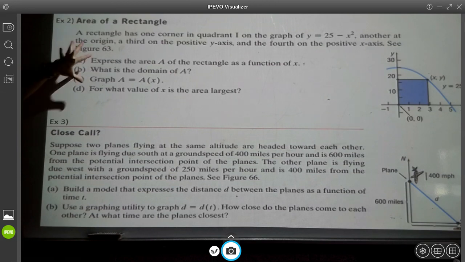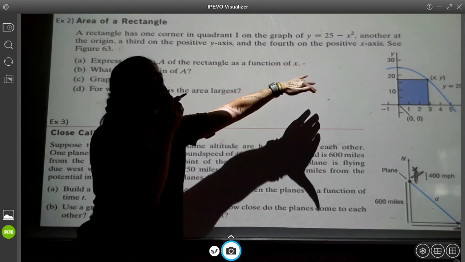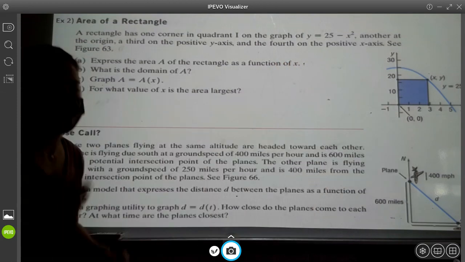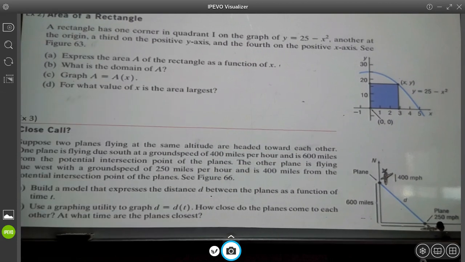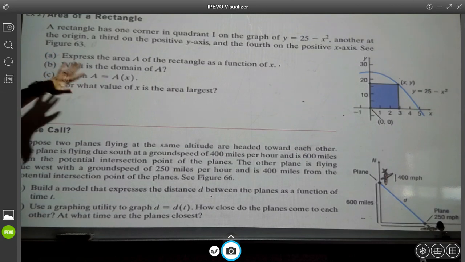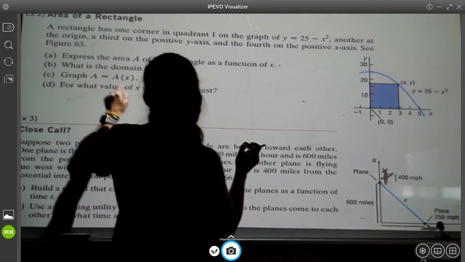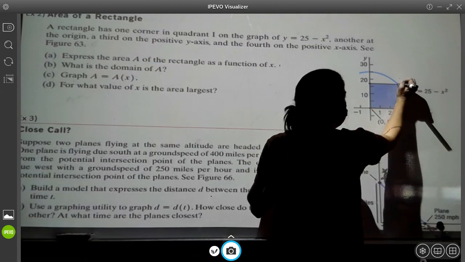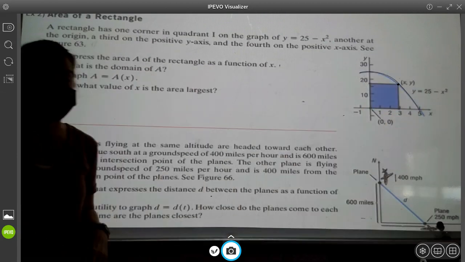It says, a rectangle has one corner in quadrant 1 on the graph of y equals 25 minus x squared. So they've given you a picture to follow. Another at the origin, a third on the positive y-axis, and a fourth on the positive x-axis. See figure 63. So guys, our job is to express the area of that rectangle as a function of x. So look what it said. It has one corner in quadrant 1 that's literally on the parabola y equals 25 minus x squared.